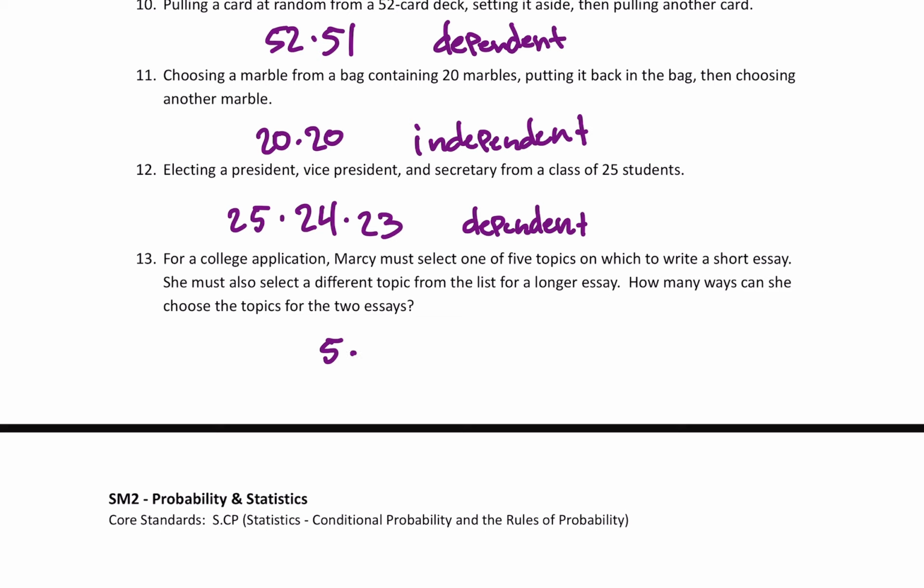Then I have to pick another topic, but not just another, a different topic to write a longer essay. So it can't be the first, so I only have 4 essays there. So I've got 20 different essays I can make here. And one of these, this 4, is dependent on which one you choose here. So that makes this a dependent.